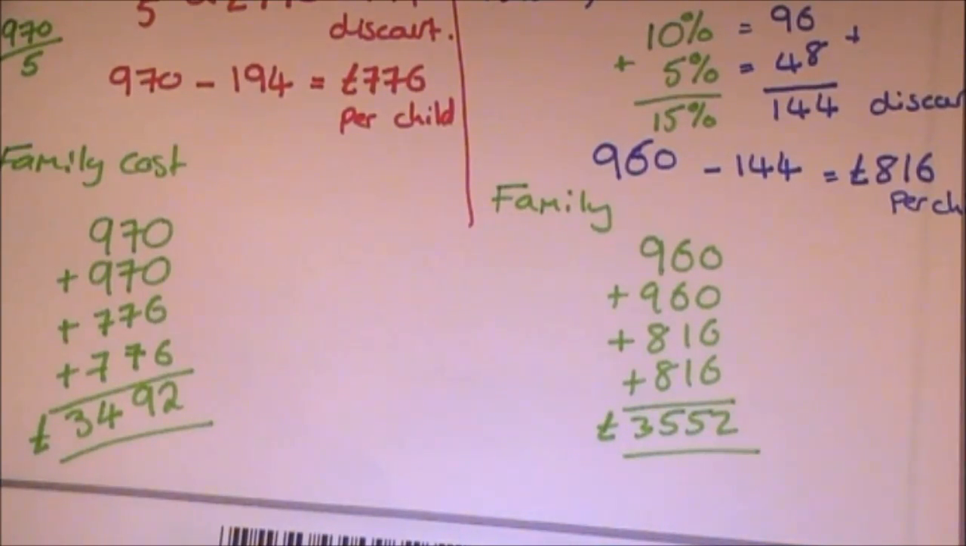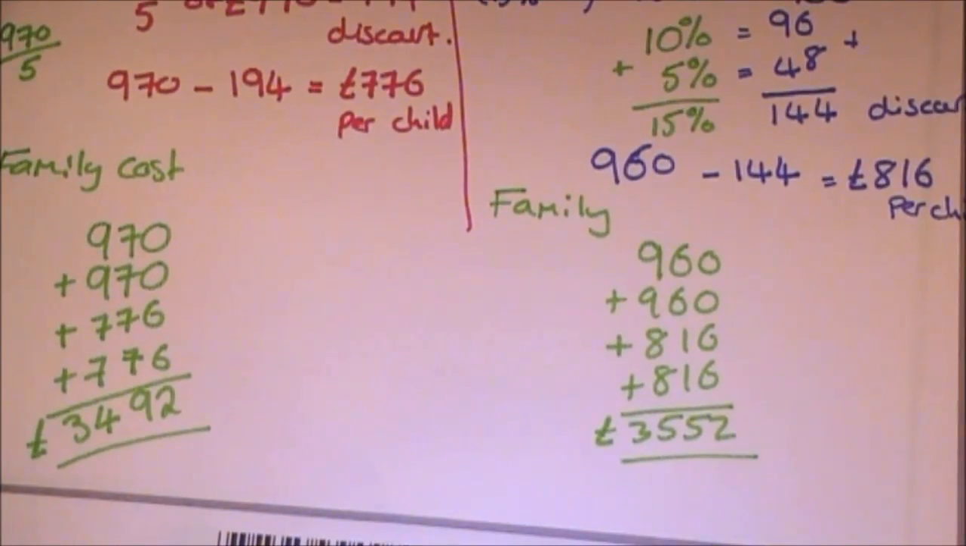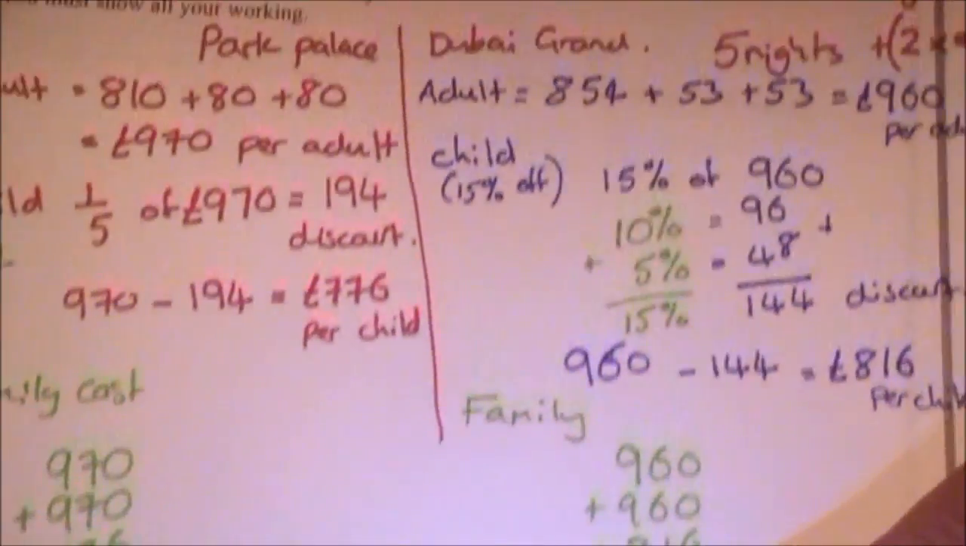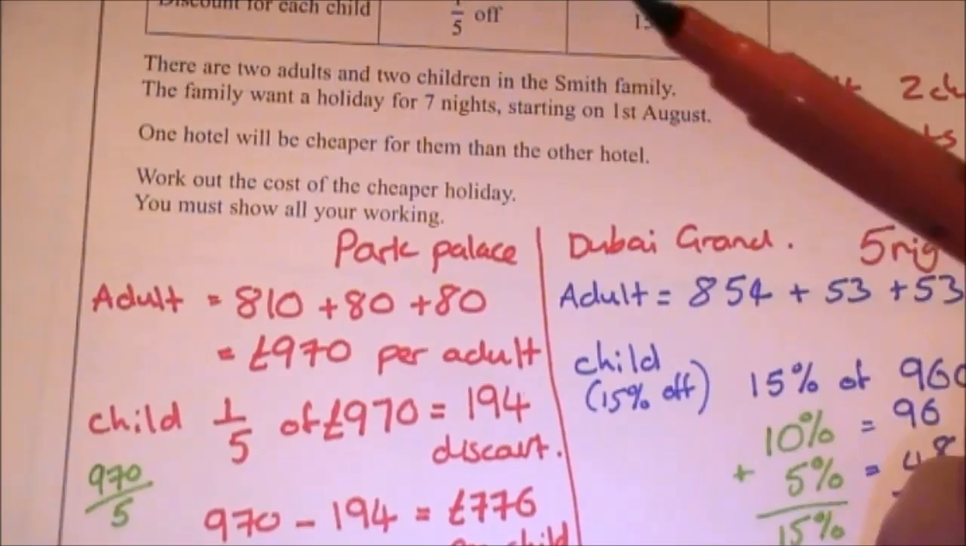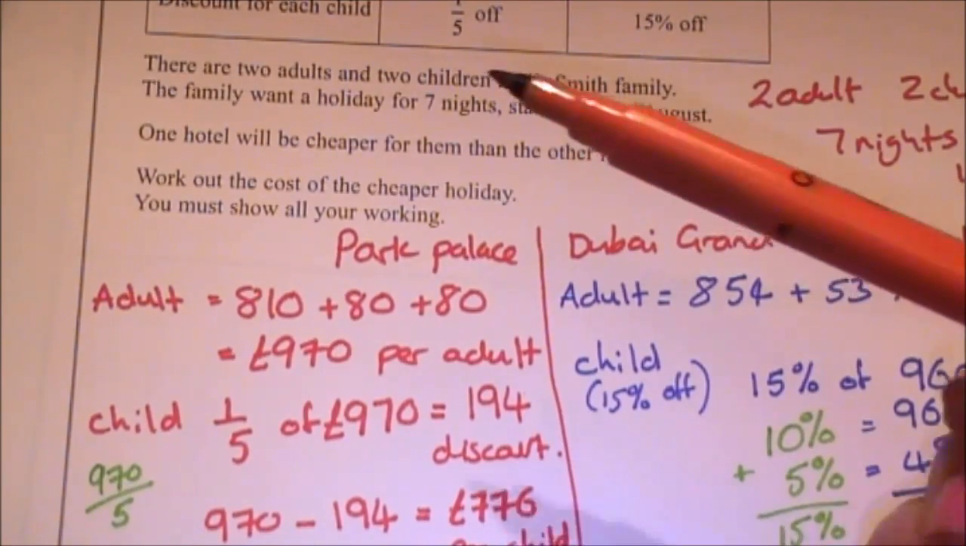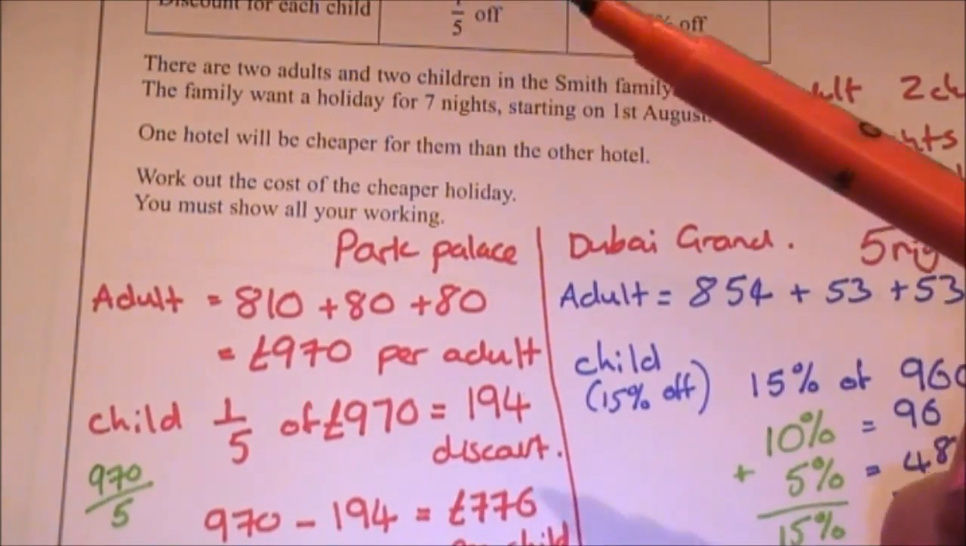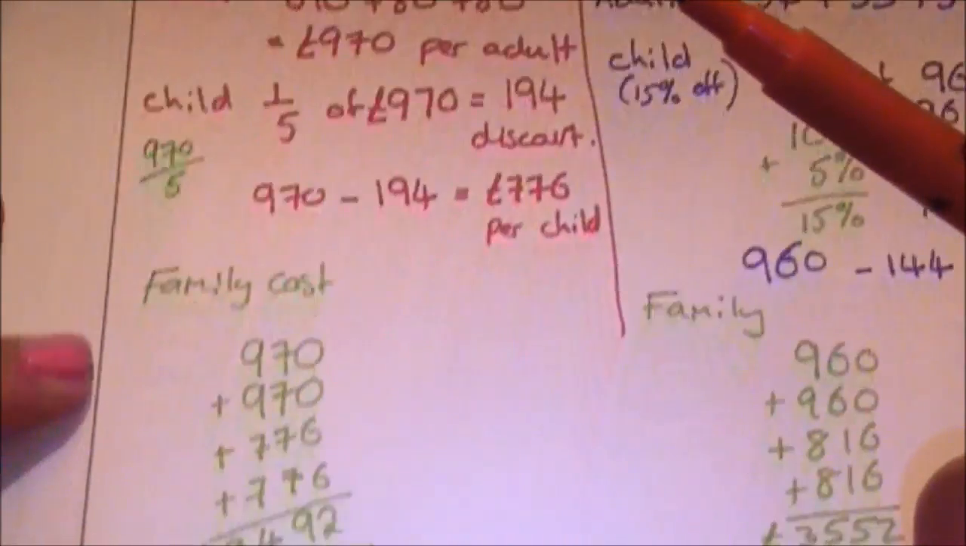So let's have a look at what the question was actually asking again. Now I found the costs. They wanted to know, well, they told us that one hotel will be cheaper. They want to work out the cost of the cheaper hotel. You must show all your workings.